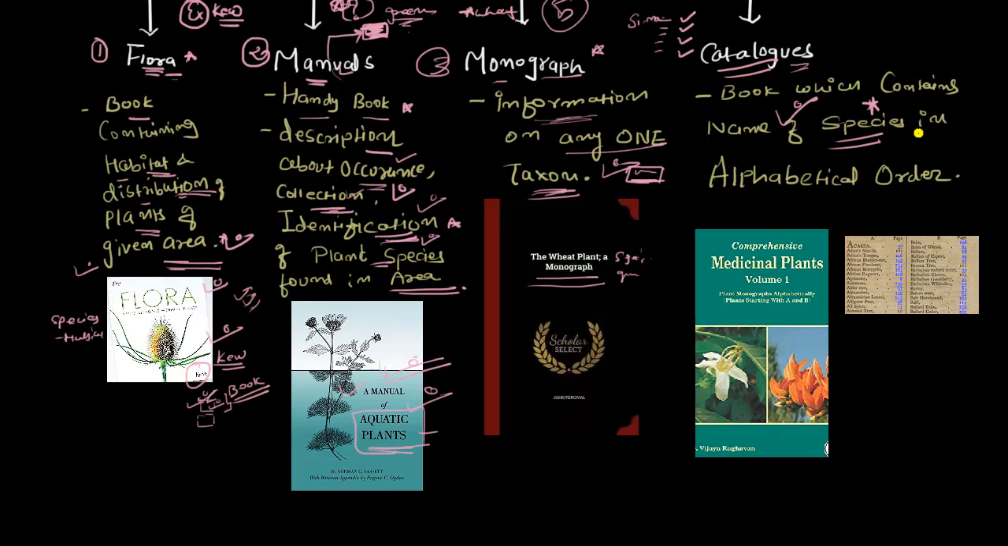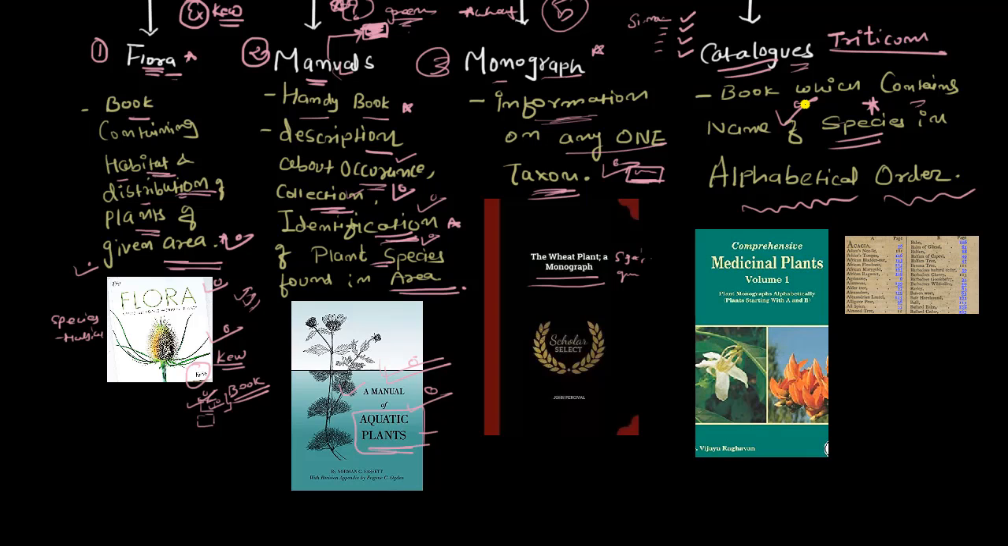Why? Because they contain these names in alphabetical order. So if it is a wheat plant and the name starts from, we know what it is called, right? We've already studied that. We call wheat by the scientific name Triticum, right? Triticum.